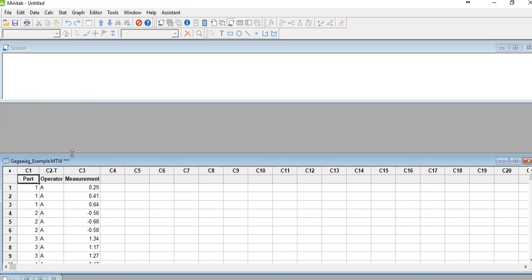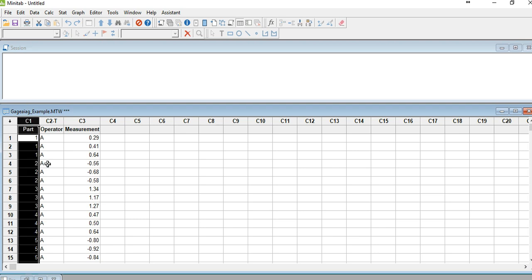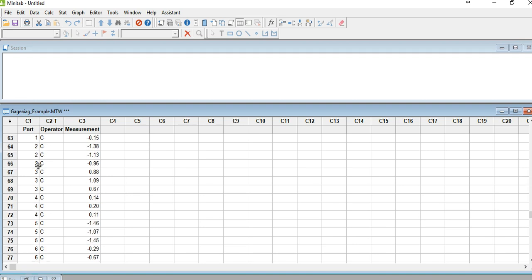Okay, so it's GAGE underscore example. After you open the data in Minitab, you should inspect the raw data to make sure that it matches our description. In this sample study, the first column corresponds to parts, right? So you can see we have 10 parts.